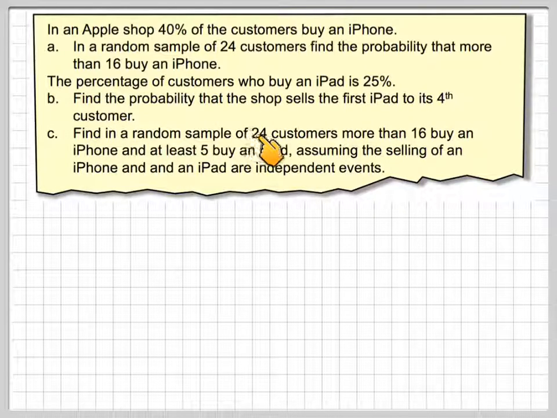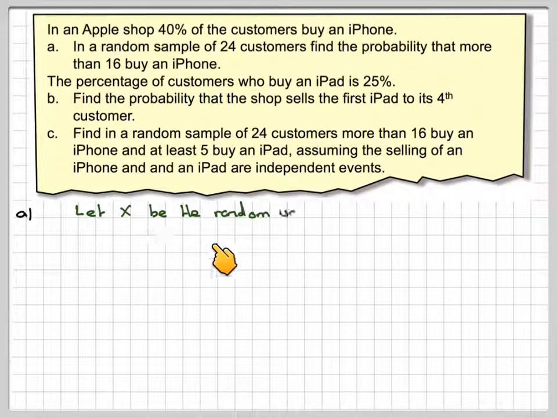Find, in a random sample of 24 customers, the probability that more than 16 buy an iPhone and at least 5 buy an iPad, assuming the selling of an iPhone and an iPad are independent events. Okay, so quite a lot of things in this question. Let's just do it stage by stage. Let's look at part A.